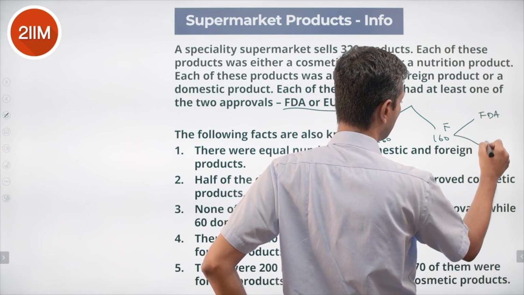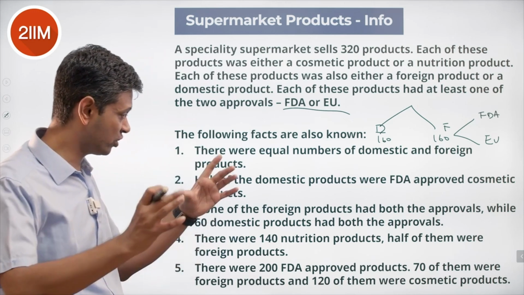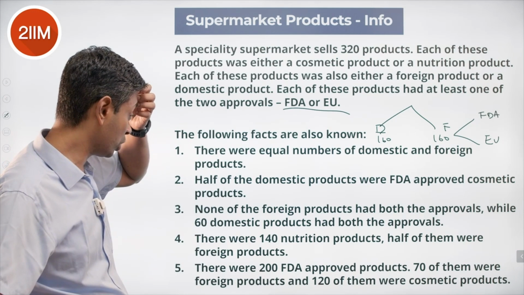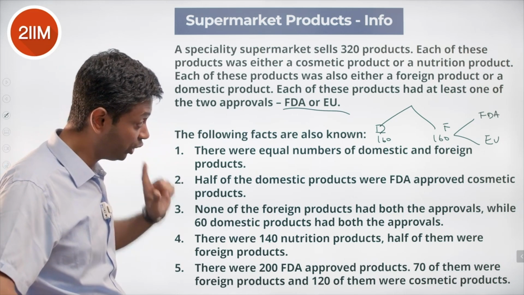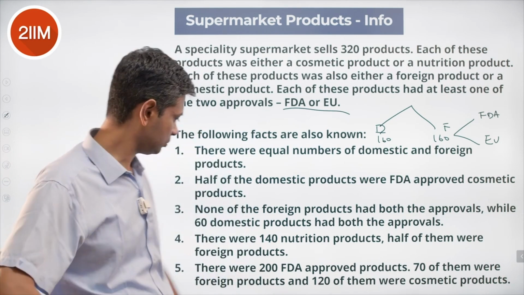FDA approval or EU approval, not both. Only one or the other. Disjoint sets. There are 140 nutrition products. Half of them were foreign products. So out of the 140 nutrition products, half were foreign, half were domestic.